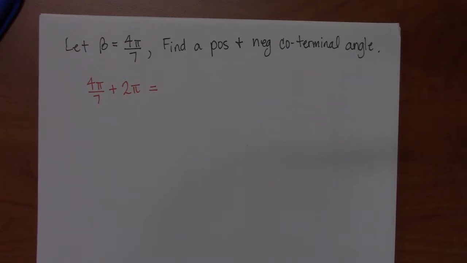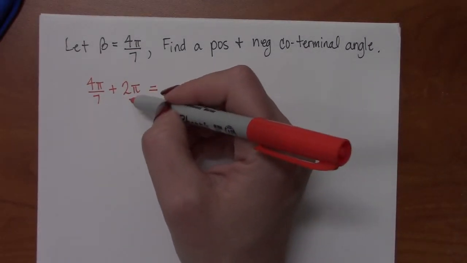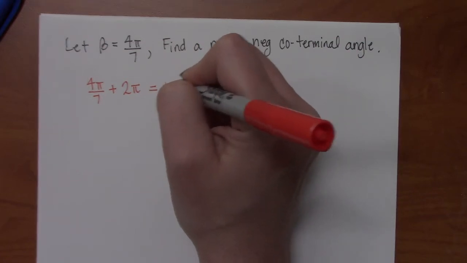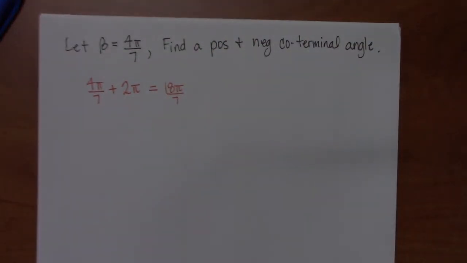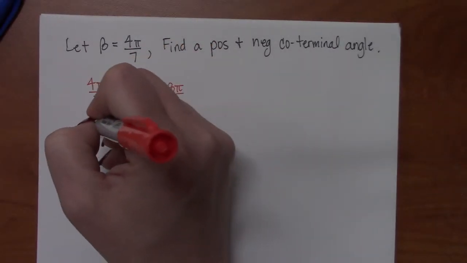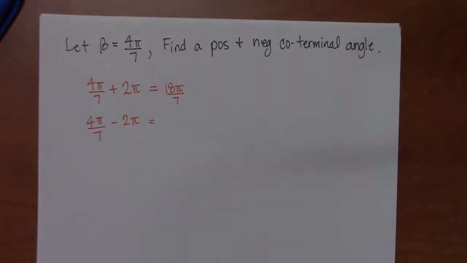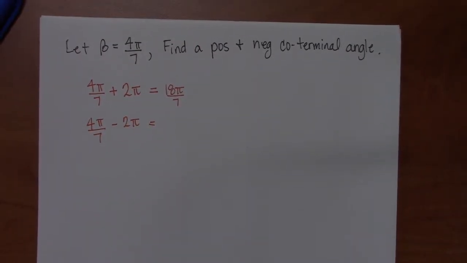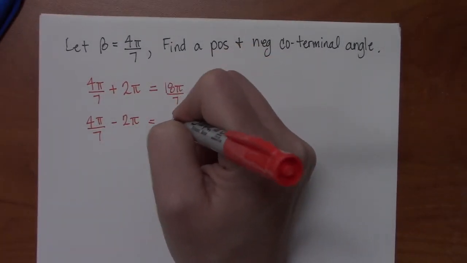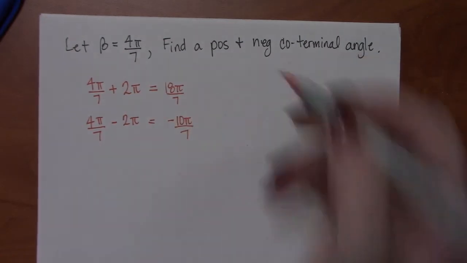So you could just leave it like that, depending on the nature of the question, but if we wanted to consolidate that and get a common denominator, the common denominator is 7. So if I multiply the numerator and denominator over here by 7, I'm going to get 14 over 7, so this will simplify into 18 pi over 7. If we want to find a negative coterminal angle, we subtract 2 pi, and so my common denominator is still 7, so I'd have 4 pi minus 14 pi, right? So that's going to give me negative 10 pi over 7.